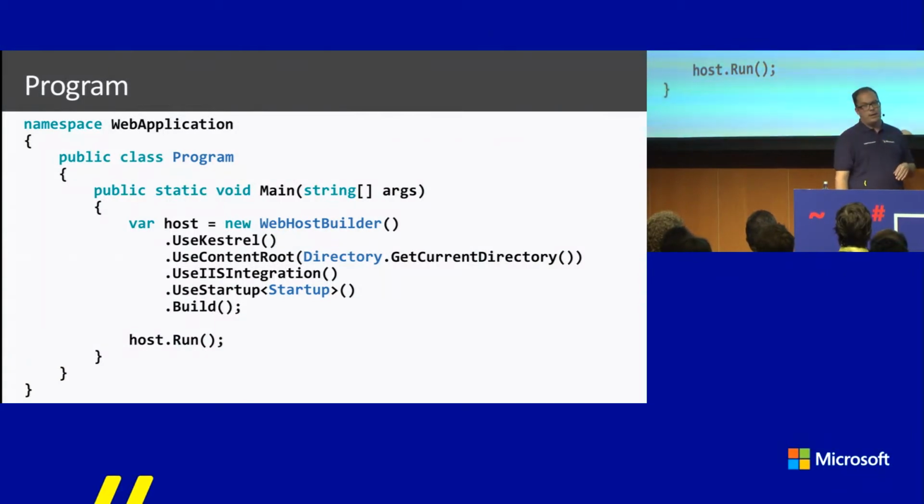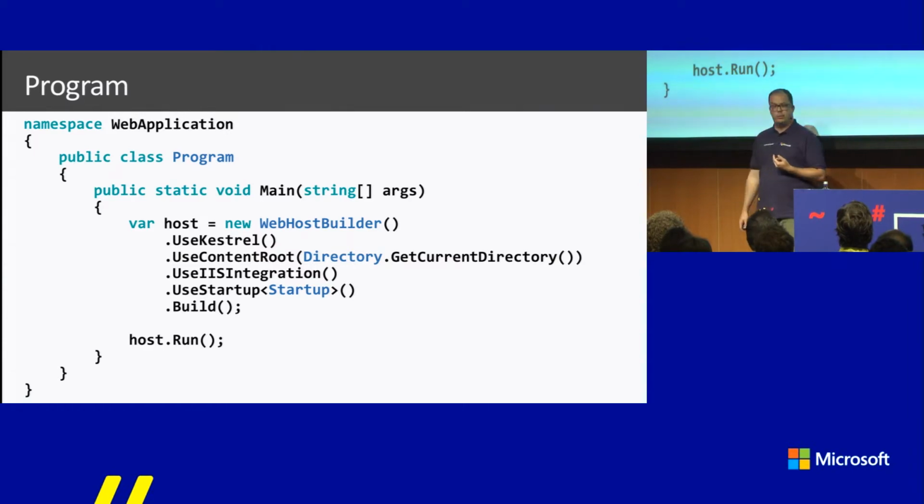If you create a .NET Core 1.1 application, you will get this program. You will see it's probably not new. It's a web host builder. It will hook up everything for you. There's one class, which is the startup. It contains a lot of things that you can configure.